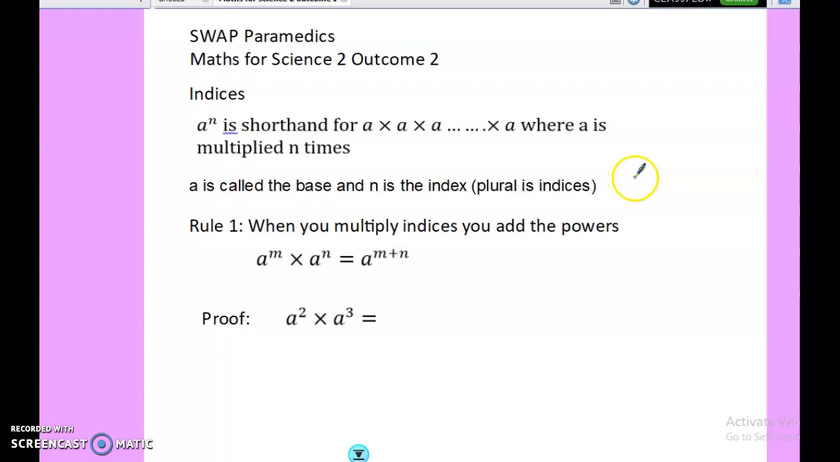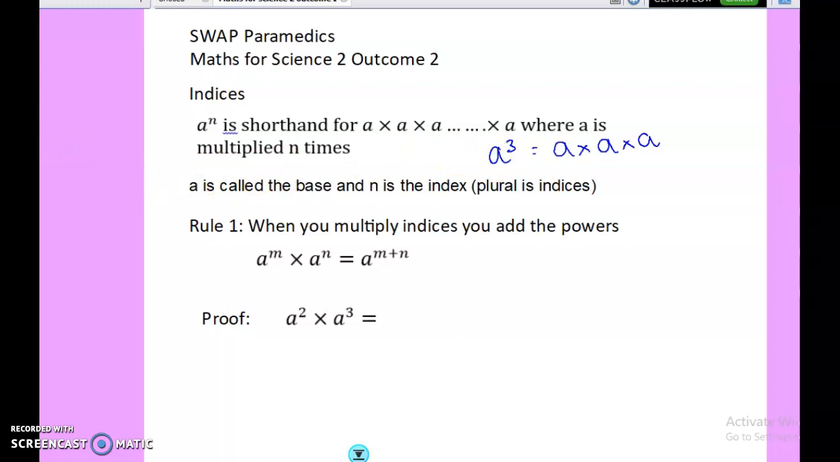Okay, indices are a way of writing a number that's times by itself lots of times in a short way. For example, a to the power of n is a times a times a, where a is multiplied n times. So if we had a to the power of 3, it would be a times a times a. A to the power of 4 would be a times a times a times a, and so on.